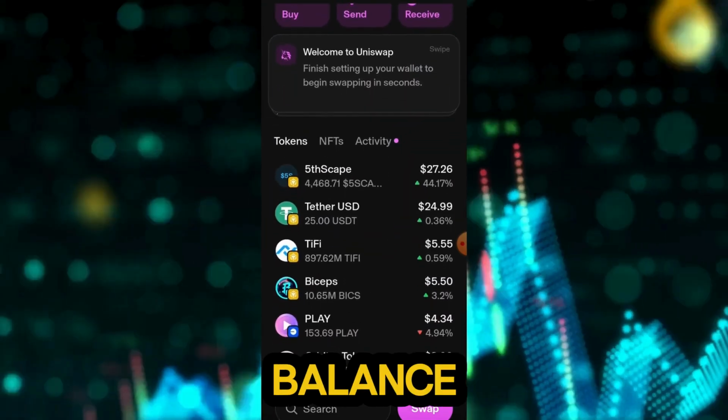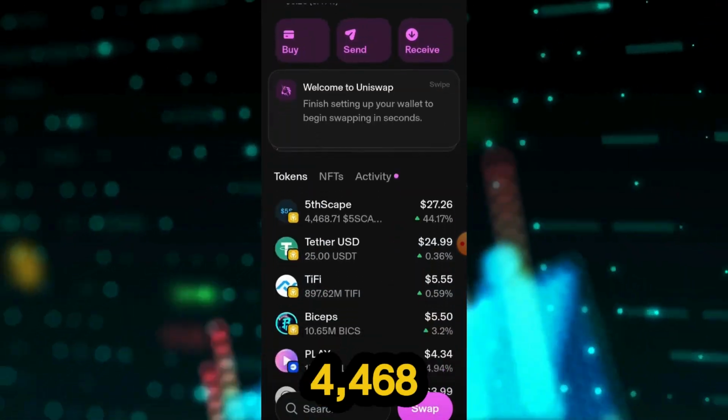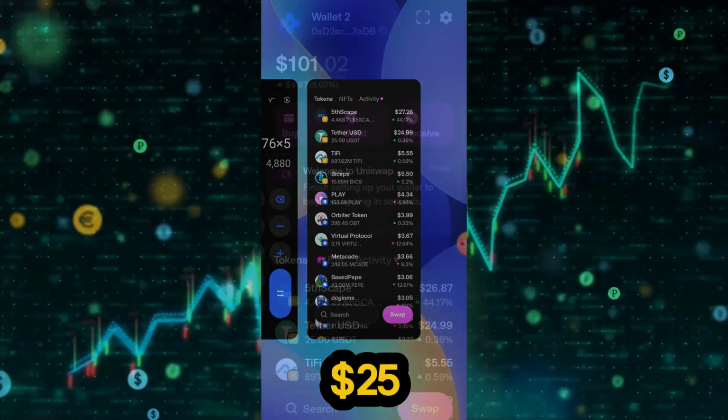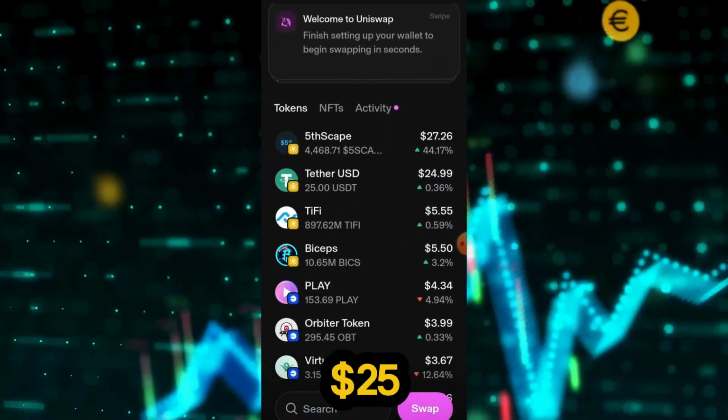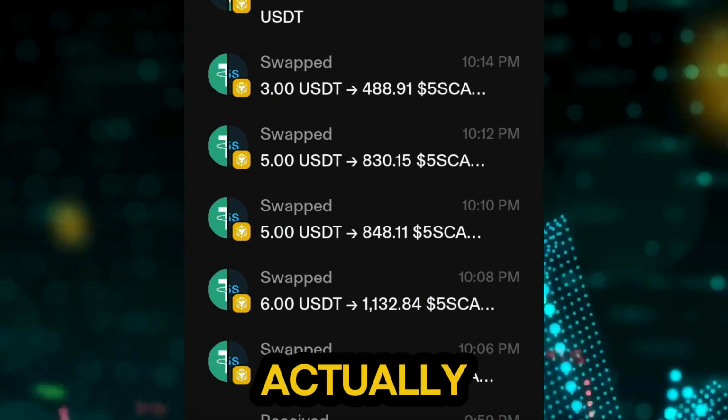Now here is my new balance. From the $50, now I have $25 and then the 4,468 units of Fifthscape, initially worth $25. Remember, it was just $25 worth we bought, but now its value is increasing because the market is actually pumping.